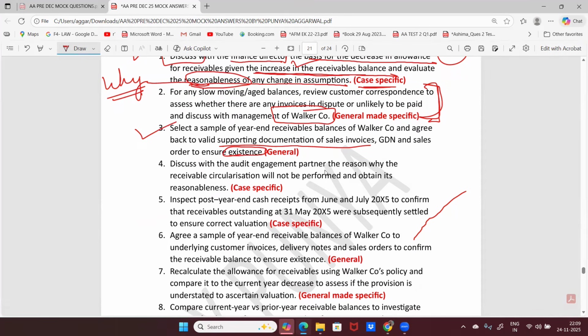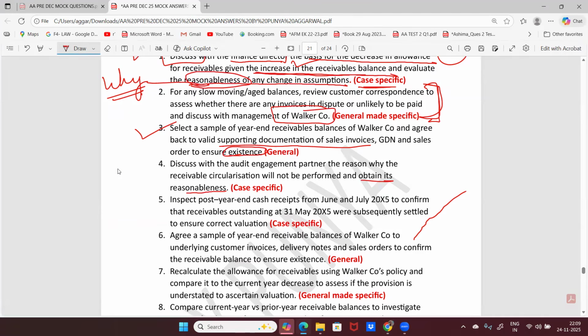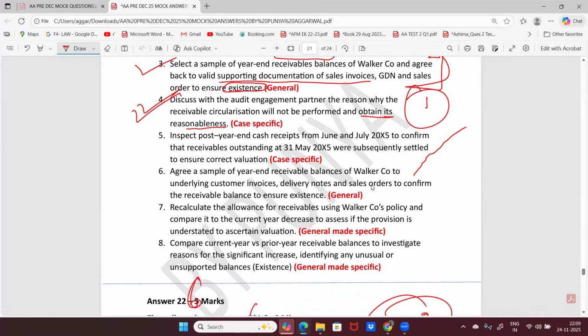Now, discuss with the audit engagement partner the reason why the receivable circularization will not be performed and obtain its reasonableness. Again, I have taken the statement from here that they are saying that it will not be performed. So what is the reason? Why is it not going to be performed? I am going to evaluate that. So that is my case specific procedure. So 1 mark over here. I'm not counting this right now because I want you people to write as many case specific procedures as you can write, right? Next one.